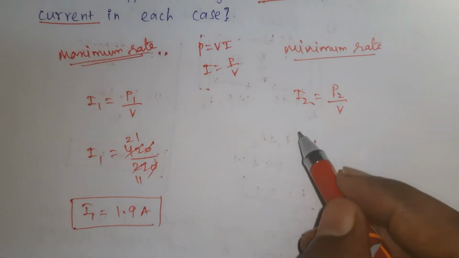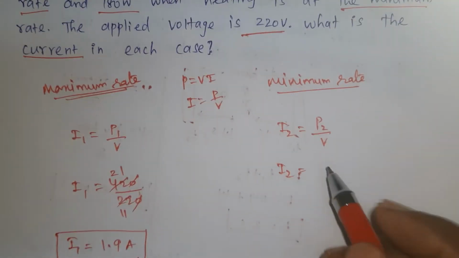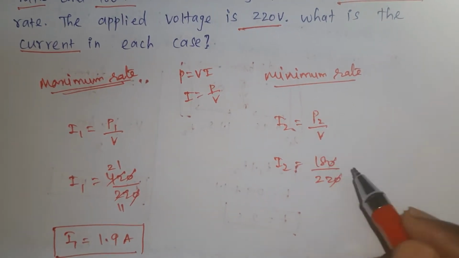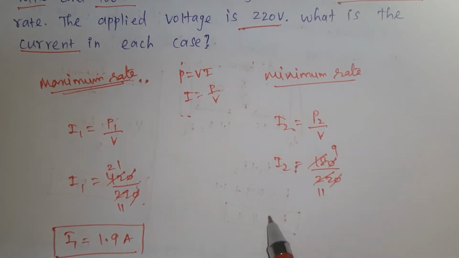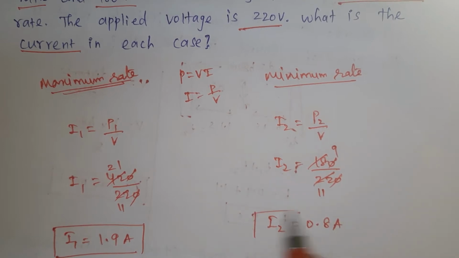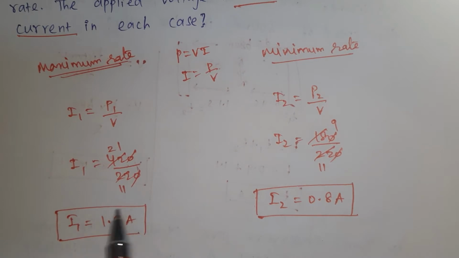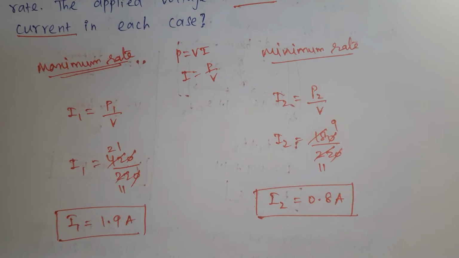For I2, P2 value is 180 watt. 180 divided by 220. If we simplify, 9 2s are 18, 11 2s are 22. So 9 by 11. If we simplify this, I2 value is 0.8 ampere. So at the maximum rate, current is larger than in the minimum rate.